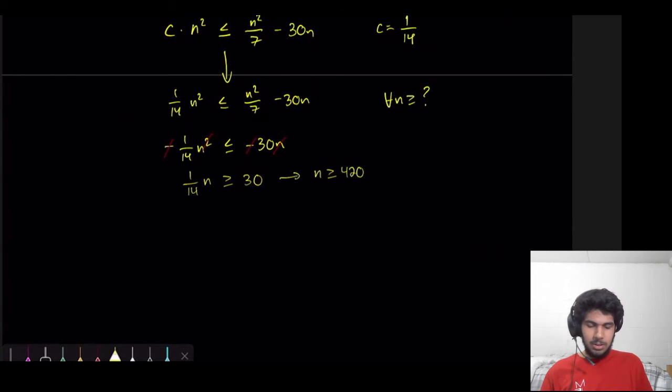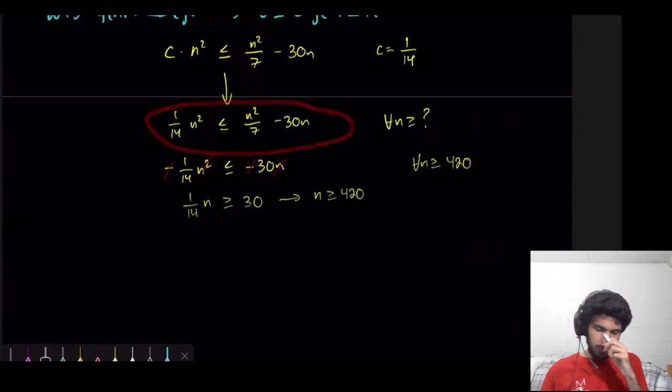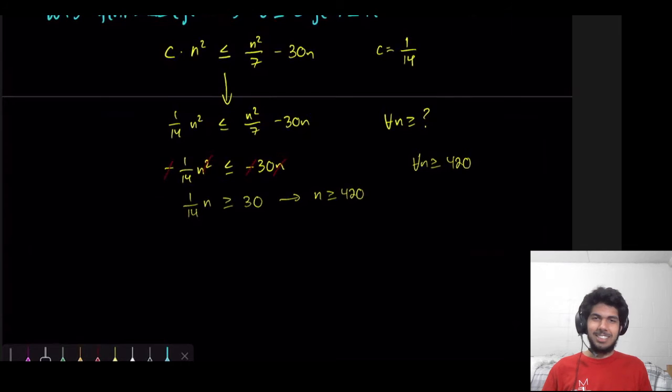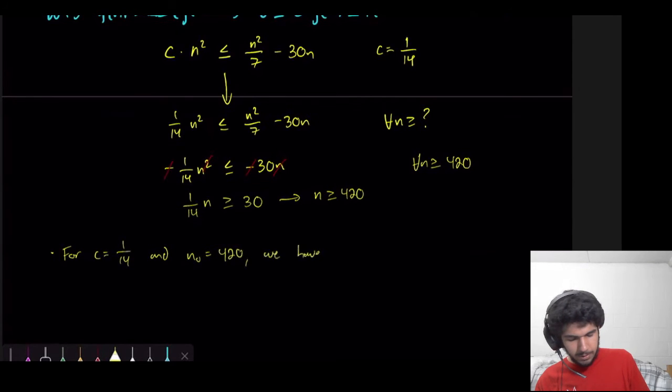All right, so let's use that for our n naught. If we say for all n greater than or equal to 420, does this relationship hold? Well, you can test it out, and sure enough, you'll see it does hold. So we can conclude for c equals 1/14 and n naught equals 420, we have f of n is equal to big omega of g of n.